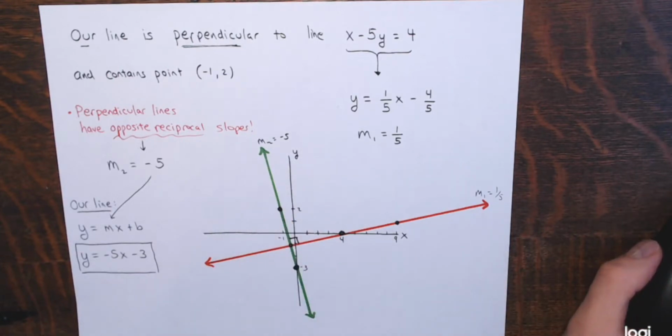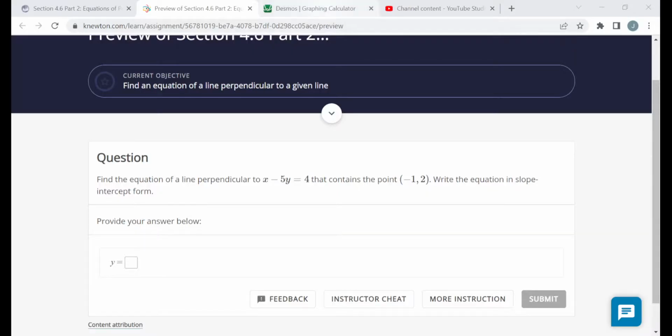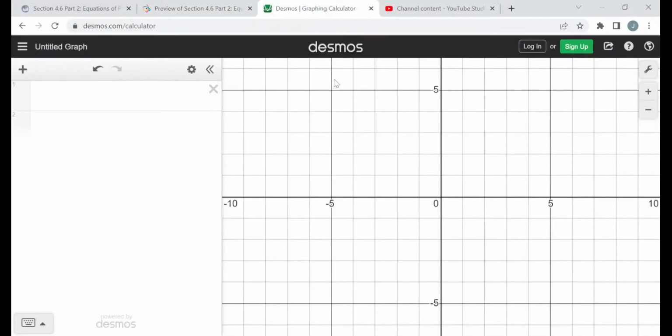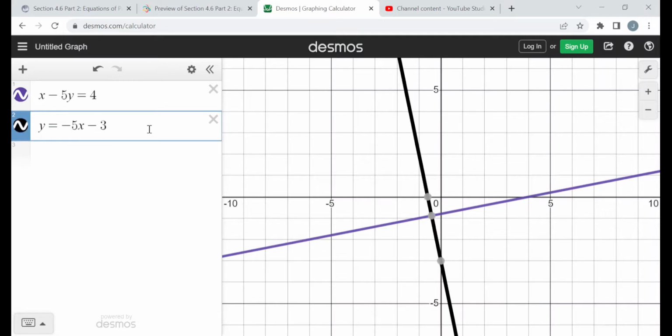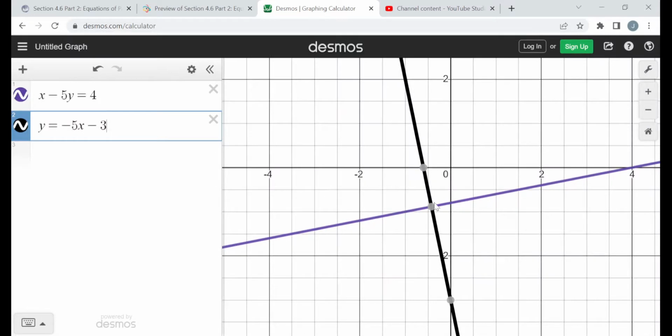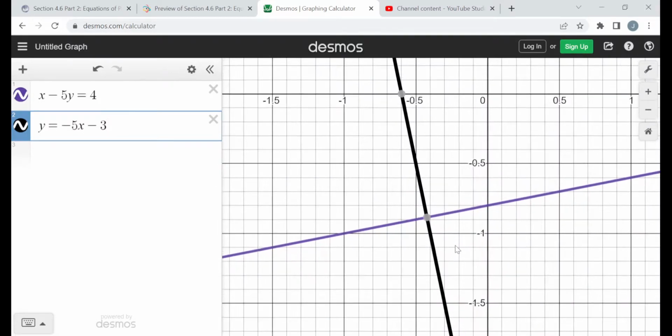And if you'd like to see a better picture of this, better than my hand drawing, go to that free online graphing calculator at desmos.com. The equation they gave us was x minus 5y equals 4. There's that line. And the equation I ended up writing was y equals -5x minus 3. And hopefully you can see that these do cross, and it looks like they cross at a 90-degree angle. It looks pretty good.